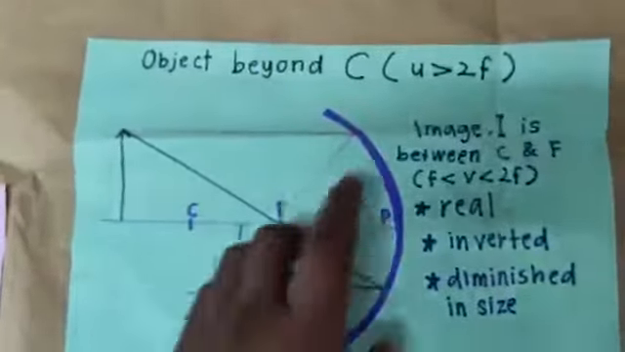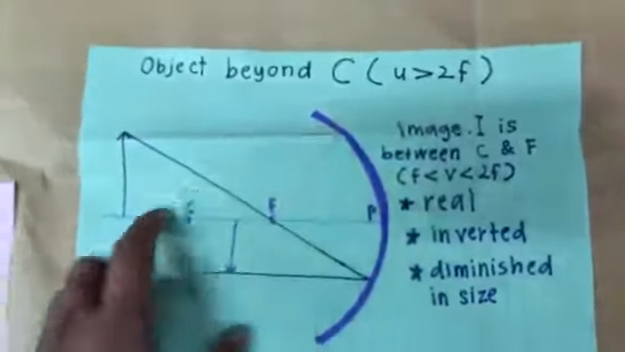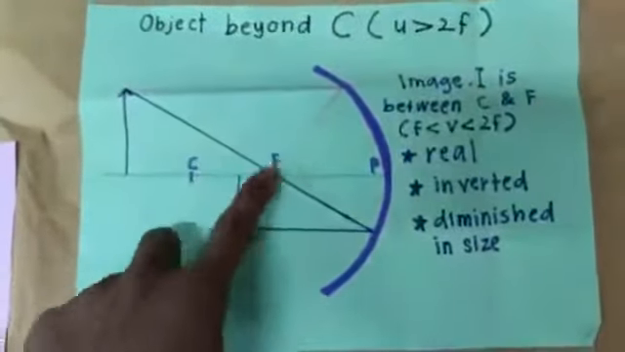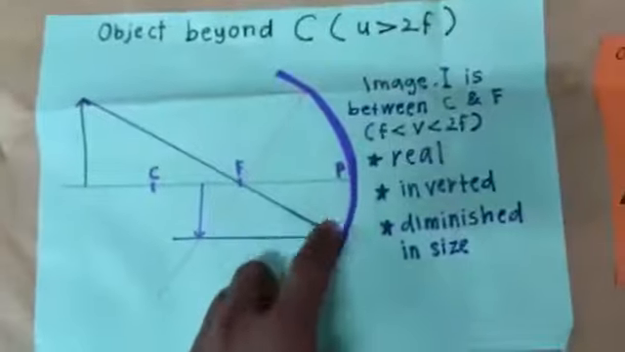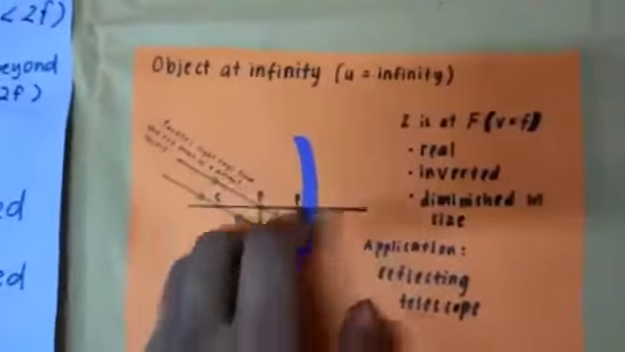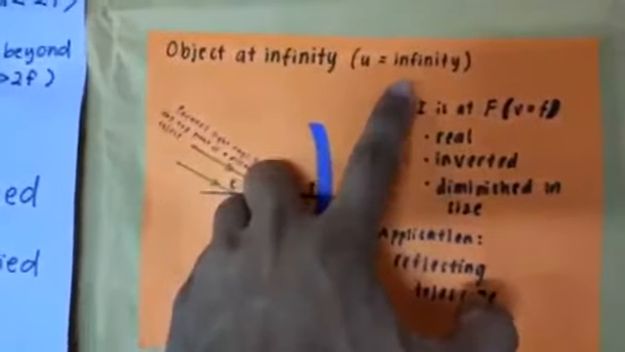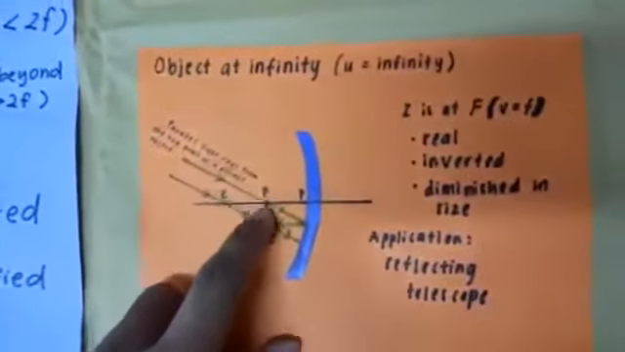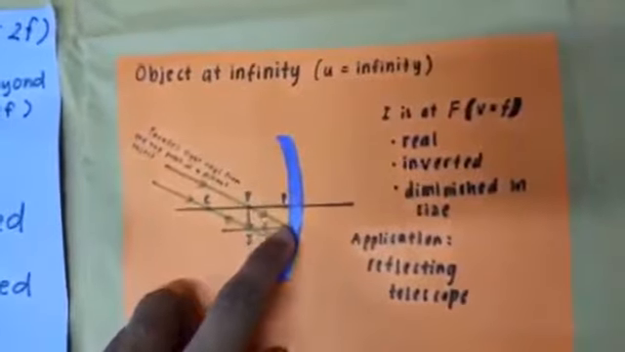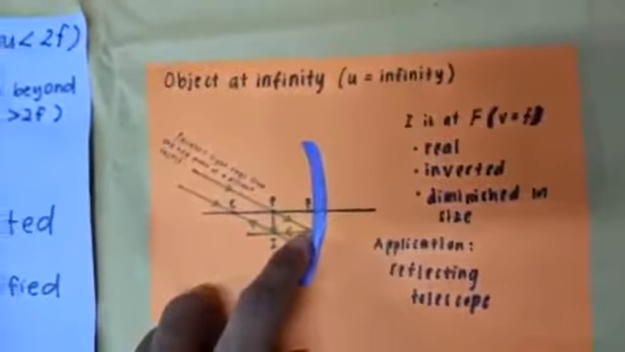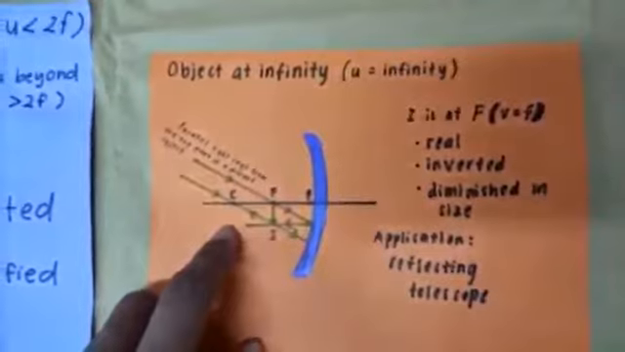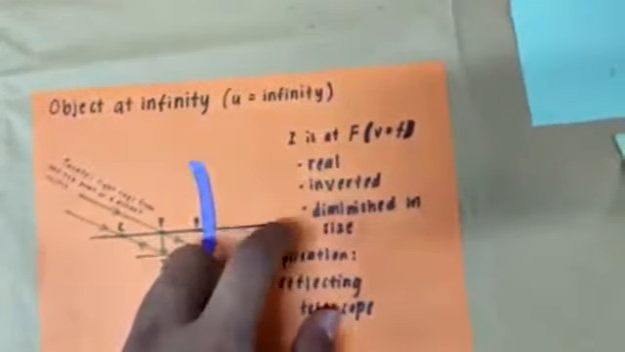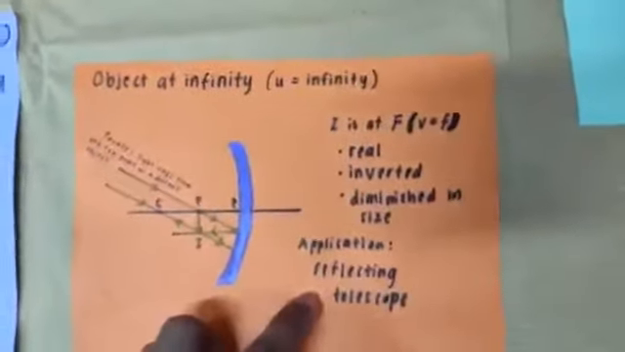Next, we will see if the object is placed more than 2F, which is here. So draw as usual and you will get this characteristic. And lastly, the object is at infinity. This is how you see stars. So starlight propagates parallel and goes through F as usual. It will reflect back parallel to the principal axis, and the image formed will have this characteristic. The application is used in the reflecting telescope.